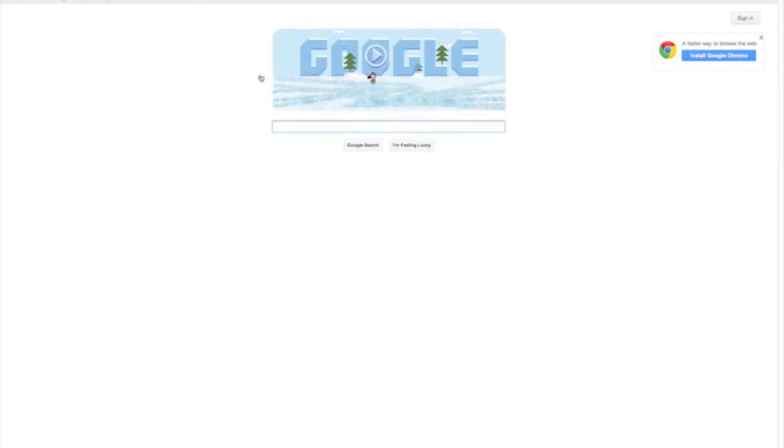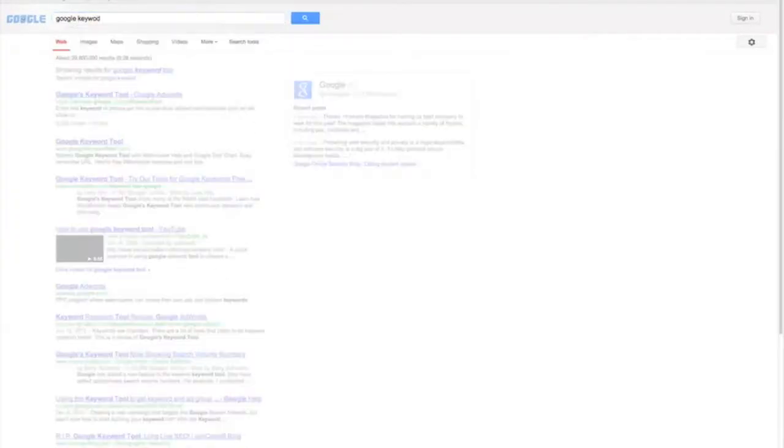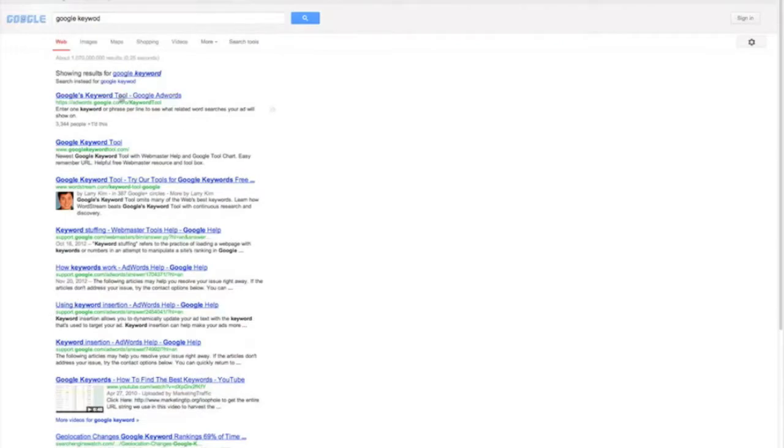So with that, I really have no idea what I'm going to make the website about. I'm kind of going off the hip here, but let's go ahead and pull up the keyword tool. So we're in Google. I'm just going to type in Google keyword, and the first thing that comes up is the Google keyword tool.